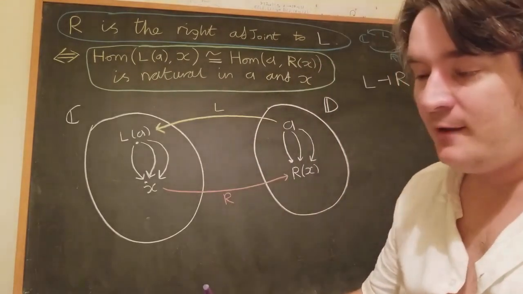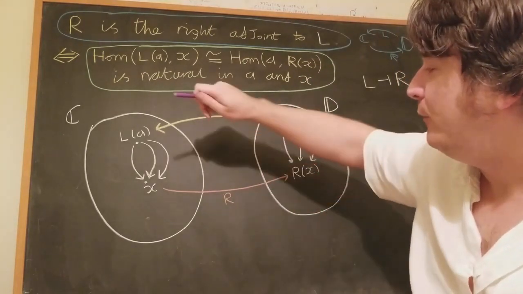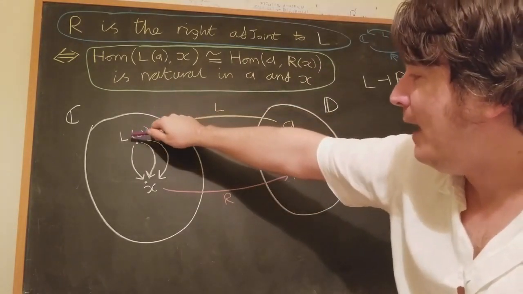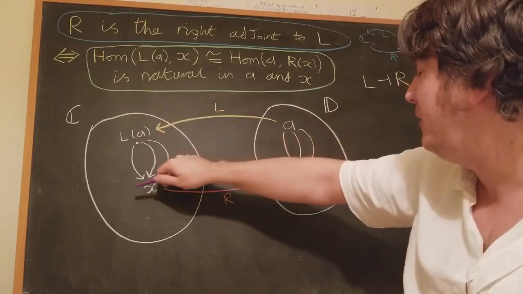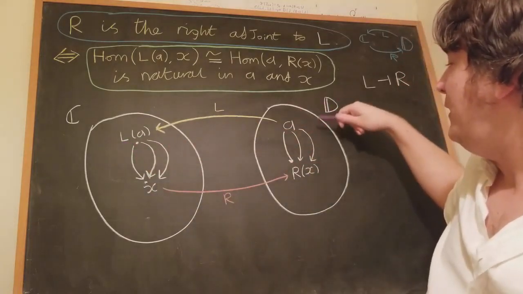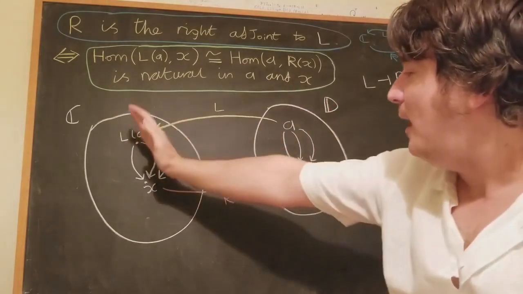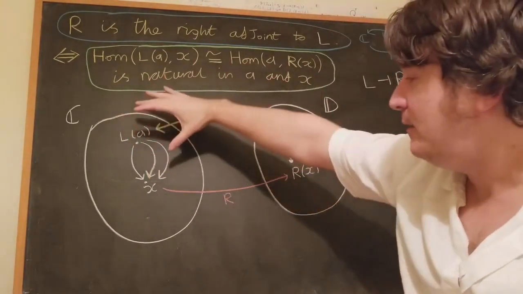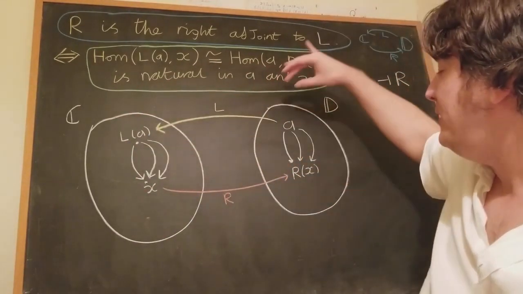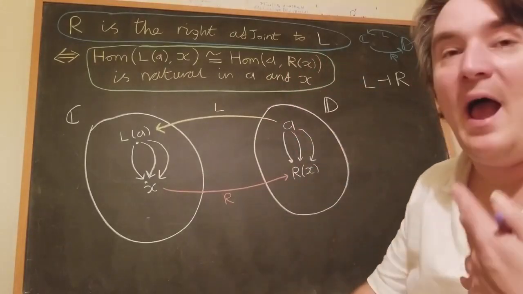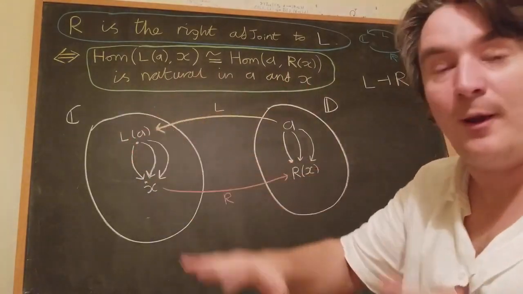But what it really means, intuitively, is that there's a correspondence between arrows in C, which go from L of A to X, and arrows in D, which go from A to R of X. So we have this isomorphism between these two kinds of arrows, arrows in C and arrows in D. And this is a correspondence which has special properties.